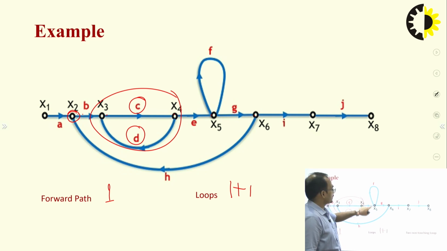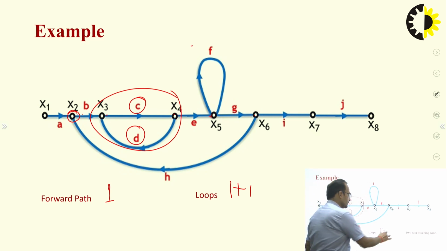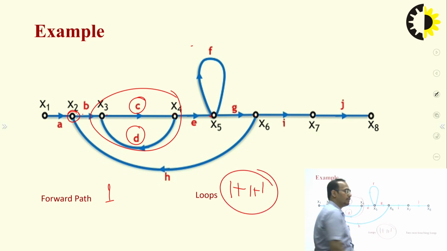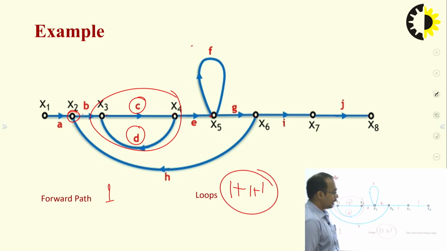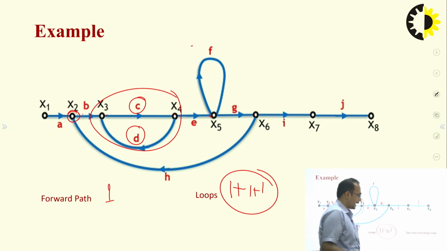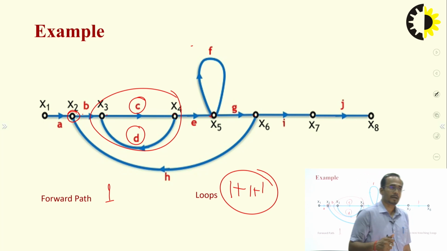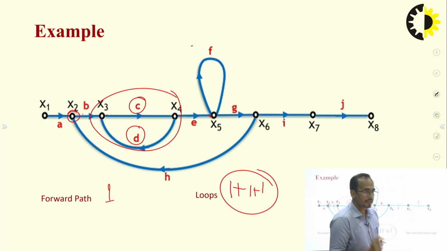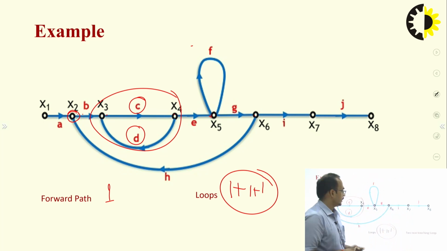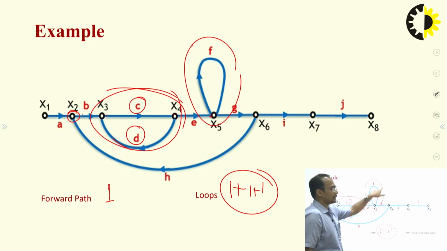So third loop is x5. So path gain is this. So here the number of loops is 3. How many two non-touching loops are there? So you have to identify how many loops are there which are non-touching in nature. So you can clearly see here that this loop and this loop are non-touching.